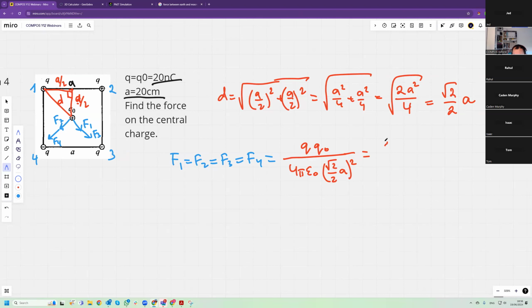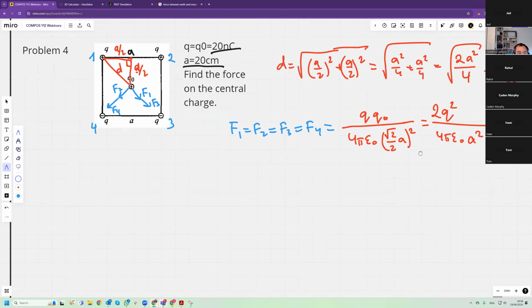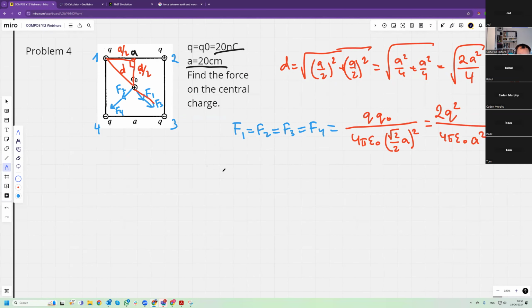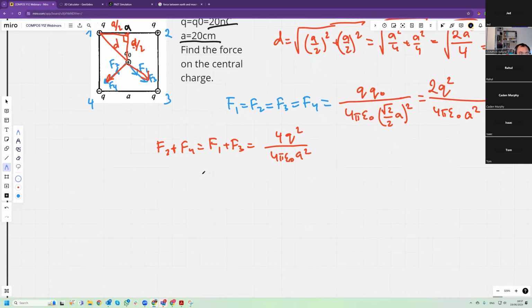Okay, so that is Q squared because they are the same charge. So 4 pi epsilon 0, 2 over 4, so 2A squared. So this total force, F1 plus F3, we can add them, is going to be 4Q squared over 4 pi epsilon 0 A squared, and the same as F2 plus F4. Now we can use Pythagoras. So we have two forces, a force like this and a force like this. We can add the two.